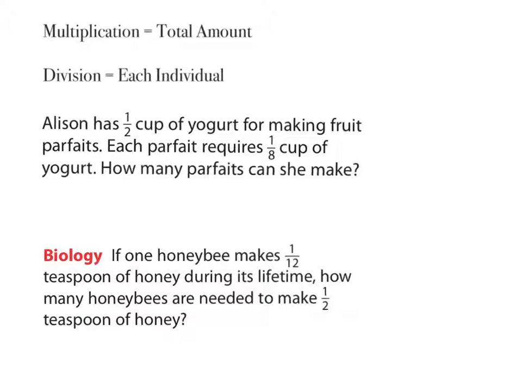Welcome back. So if I'm looking at the first problem, I notice that it tells me that each parfait requires 1/8. So there it's looking at individuals once again. So this would be a half divided by 1/8 because we're talking about individual parfaits. The next one, if one honeybee makes 1/12, that's an individual. Each honeybee, one honeybee would be each. And we're trying to get to a total of half a teaspoon. So this one is actually division as well.